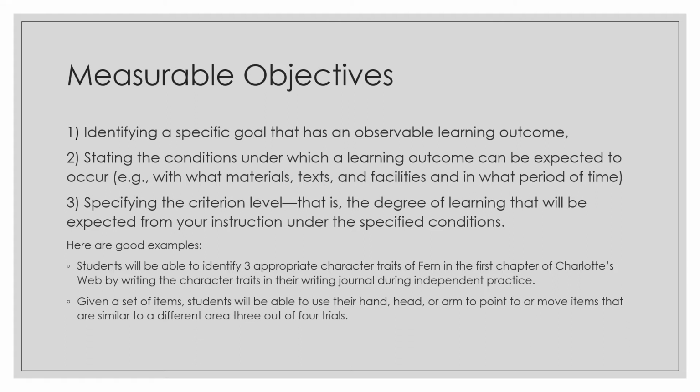Another example is: given a set of items, students will be able to use their hand, head, or arm to point to or move items that are similar to a different area, 3 out of 4 trials. So again, our specific goal is that students will be able to use their head, hand, or arm to point to or move items. The condition is given a set of items, and the criterion level is 3 out of 4 trials. So that's how you write a measurable objective.